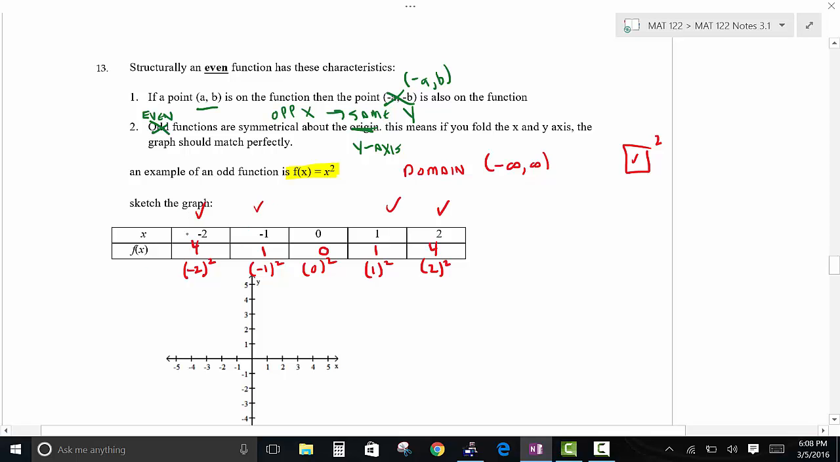Okay, so let's go ahead and plot these points. So we have a point negative 2, 4. So we want to get that plotted and labeled. We have a point negative 1, 1. We have a point 0, 0. We have a point 1, 1. So notice on that we have opposite x's but same y. Then finally we have a point 2, 4. So again, opposite x, same y.